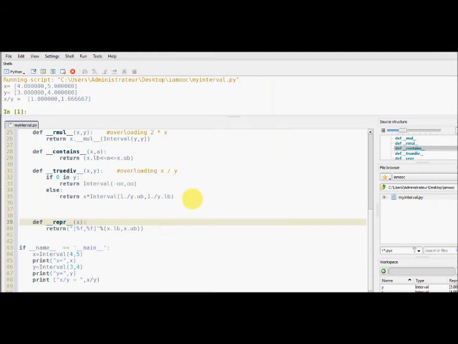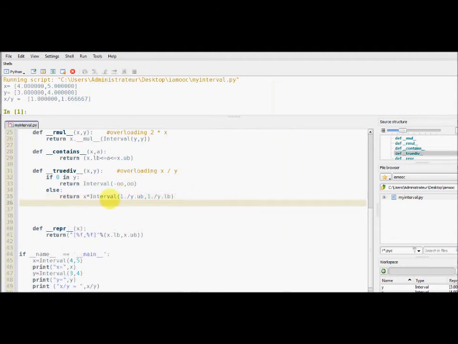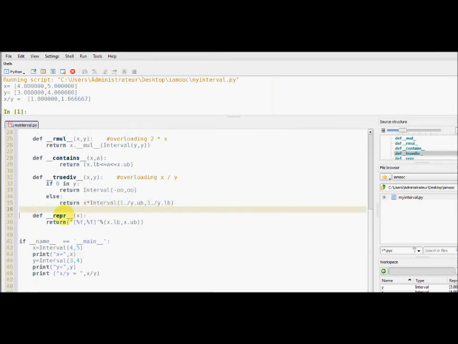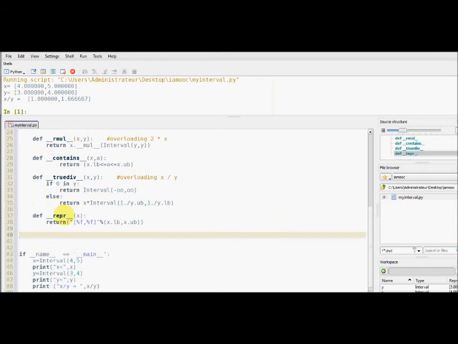Now I have to implement the square. So I will implement the square outside the class. So here I have to take care of the indentation, so that I can call the square of an interval. It will not be a method of the class. Square of x.